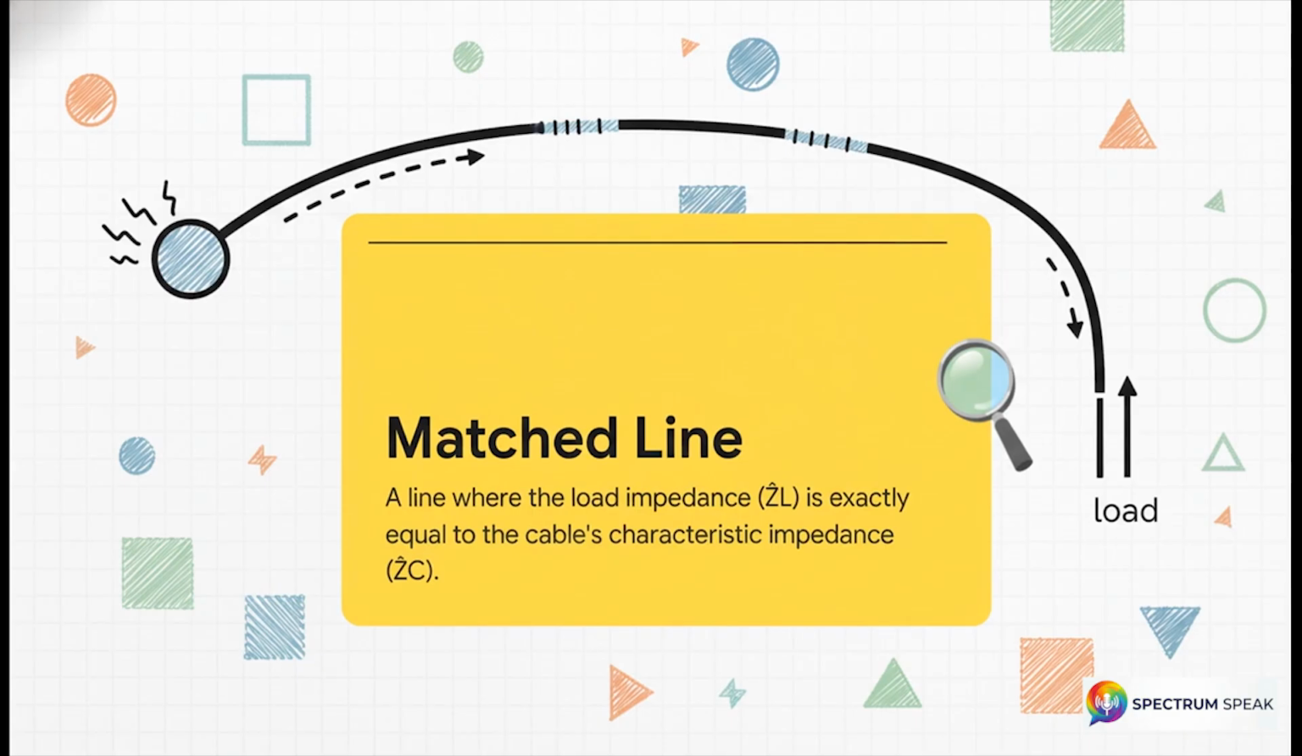Well, a matched line is basically an electrical engineer's dream scenario. It's a setup where the impedance of the device receiving the signal, we call that the load, is a perfect match for the characteristic impedance of the cable itself. For most of the equipment you'll use, that magic number is 50 ohms.